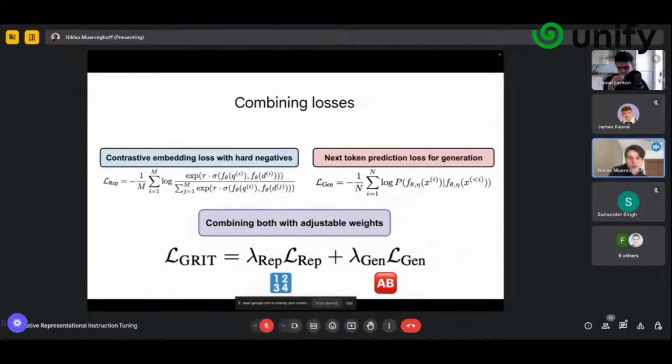So how do we combine them? We literally go with, I think, the simplest thing you can probably do. We just add them on top of each other, and we have a weight to adjust which one is more important than the other. Of course, each of those is also computed on different samples. We have embedding samples that go through the embedding part that we depicted in the slide before, and then the generative samples that go through the generative part, and we compute the generative loss on them. Both of them combined then form the loss for GRIT.